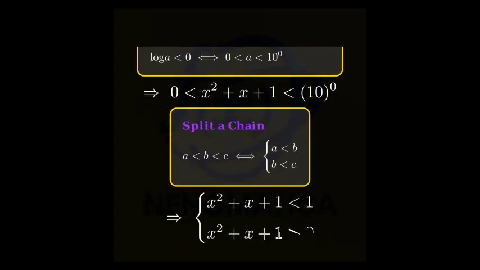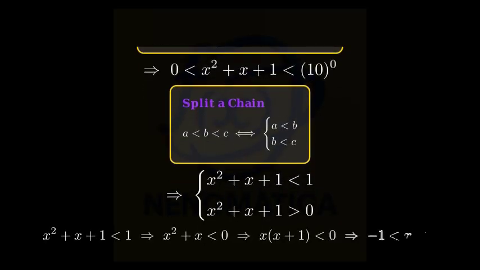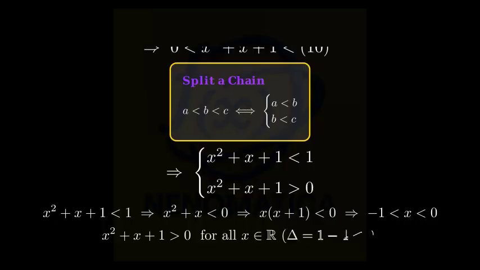Step 5. Solve each inequality. From the first, x squared plus x is less than 0, which factors as x times (x plus 1) less than 0, so the solution is between negative 1 and 0. The second inequality is always true because the quadratic has negative discriminant and opens upward. Intersecting both gives negative 1 less than x less than 0.